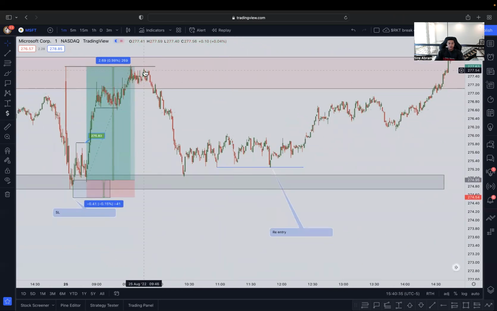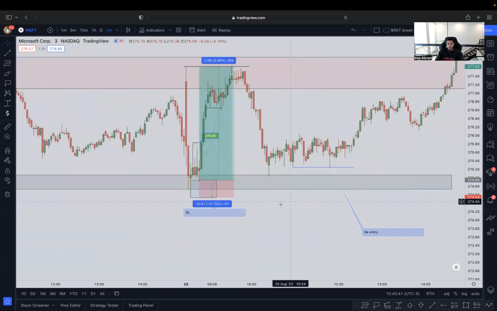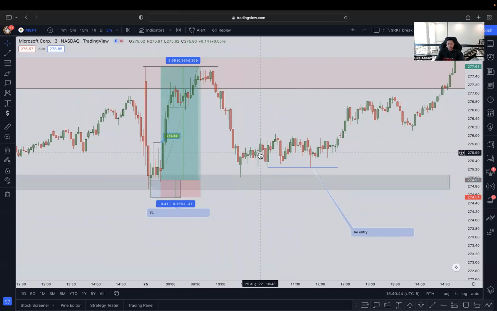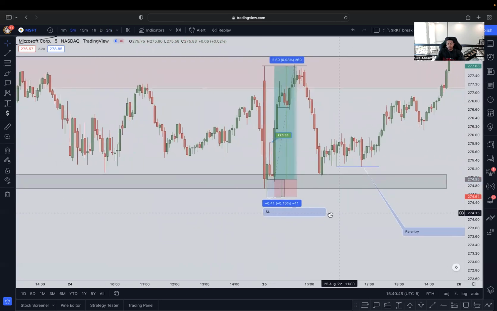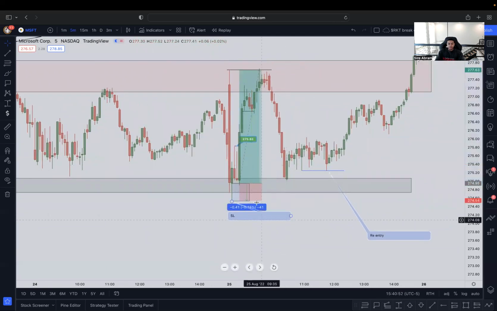Okay, so now, as we can see, price came back down to this 3-minute demand. And let's switch back to a 3-minute time frame. And what happens? We bounce once again. So here we can start looking for a different entry point. And okay, here we go right here.